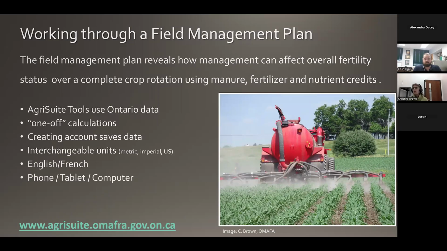Creating an account allows you to save the data, allows you to share it if you wanted to with your consultant. It allows you to update it with yields and whatever. It's got interchangeable units: metric, imperial, US. I can change them on the go. So if I'm using imperial for how much manure is in the storage, but my tanker is in US gallons, I can change that on the go. It's in English and French, and it's also available in phone, tablet, or computer formats.